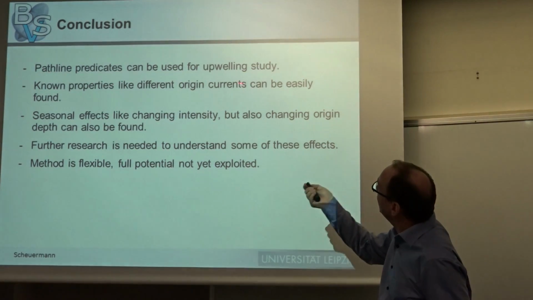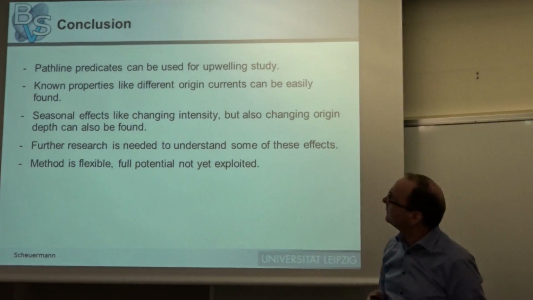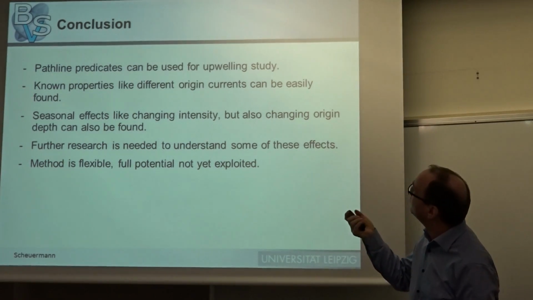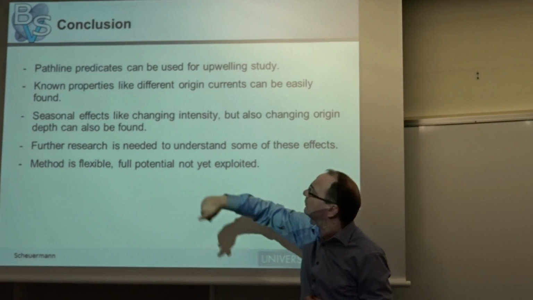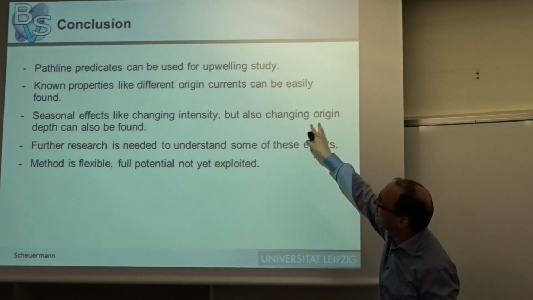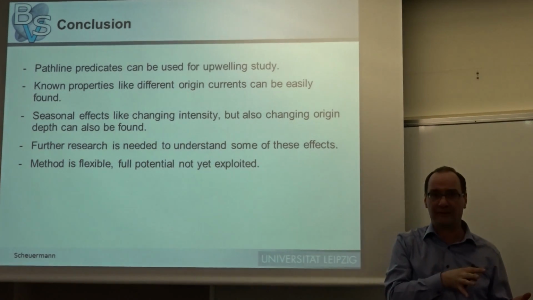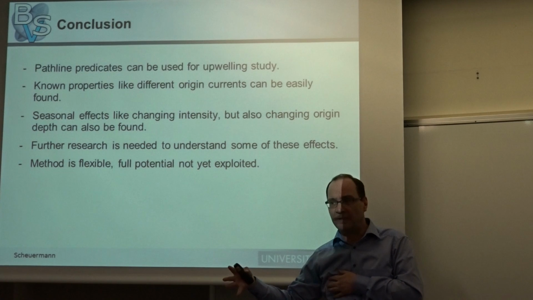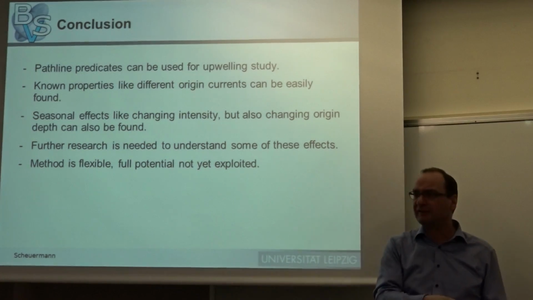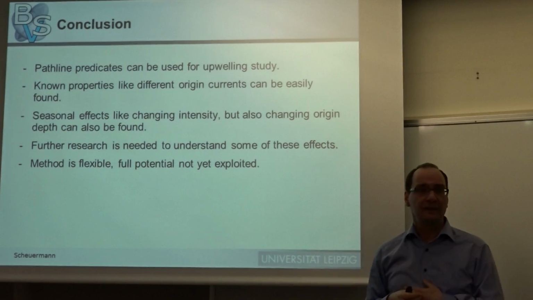So at least I can indicate to you that pathline predicates can be used for upwelling study. Known properties like different origin currents can be easily found. Seasonal effects like changing intensity, but also changing origin depths can also be found. And this is of course interesting, because this is new information for them. They have to interpret it. But once again, we're hinting that there is also some other difference.